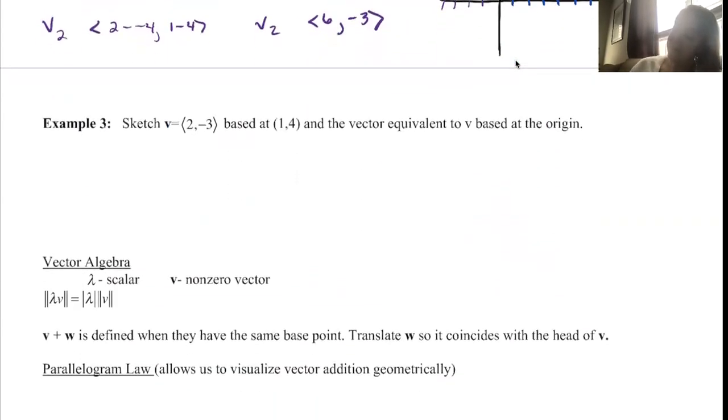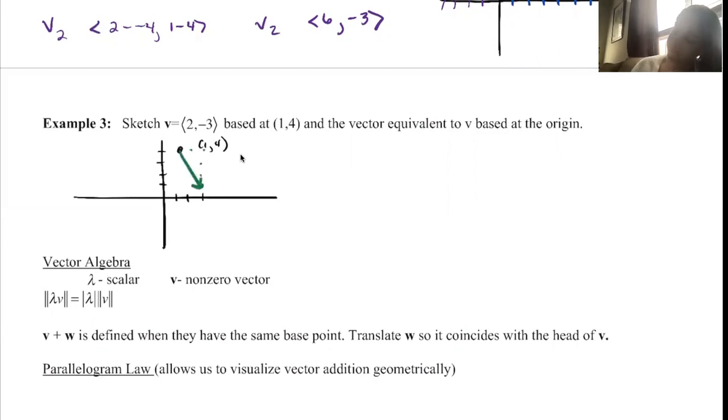Example 3, sketch the vector 2, negative 3 based at 1, 4 and the vector equivalent to V based at the origin. So kind of working backwards to what we just did a moment ago. Draw yourself a coordinate plane. If I'm based at the point 1, 4, 1, 2, 3, 4, there's the point 1, 4. My vector 2, negative 3, let's make this one green. So it's going right 2 and then down 3: 1, 2, 3. There would be my terminal point.